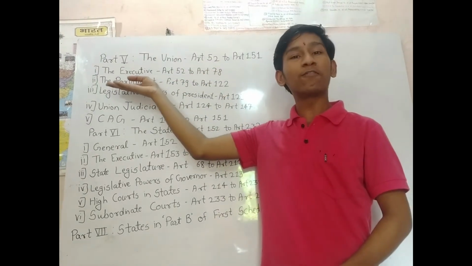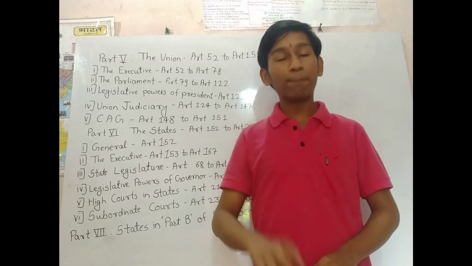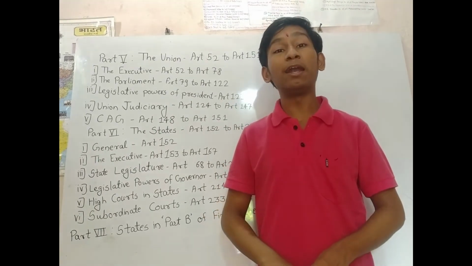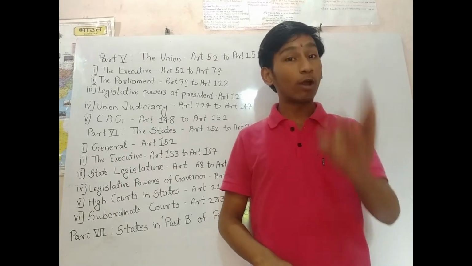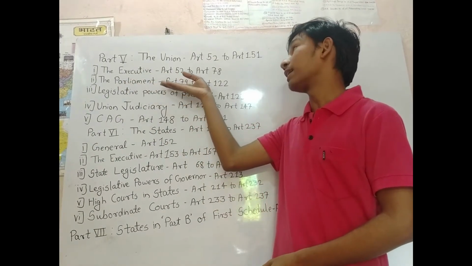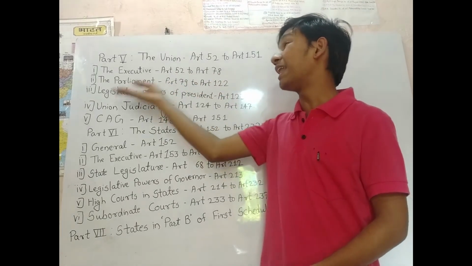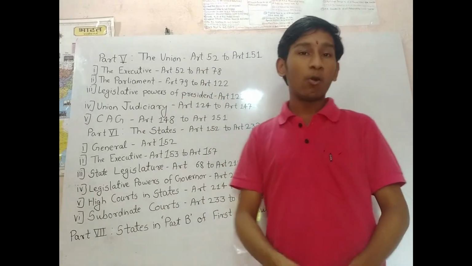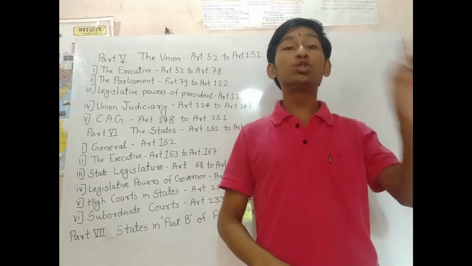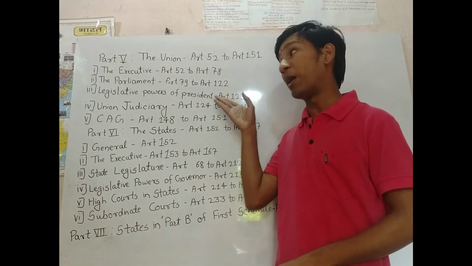Next, the Parliament of India, the House of the People and the Council of States, their chairman, deputy chairman, speaker, deputy speaker, the members of Parliament, and also their qualifications and disqualifications. Every single provision is given in Article 79 to Article 122. Article 123 talks about the legislative powers of the President: what powers the President of India can exercise and how he should exercise them. Every single provision regarding it is given in Article 123.